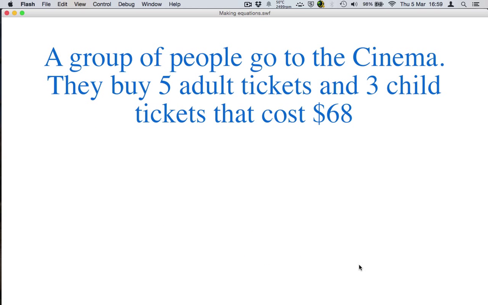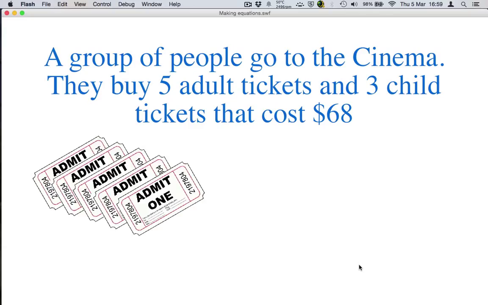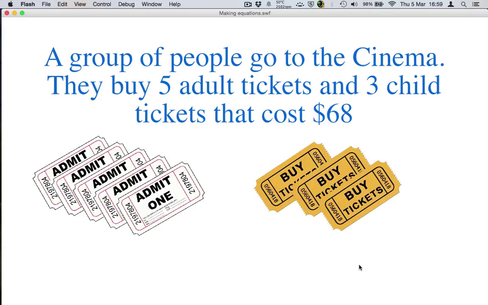A group of people go to the cinema. They buy 5 adult tickets and 3 child tickets, and it costs $68. So 5 adult tickets, 3 child tickets, and the total of that is $68.